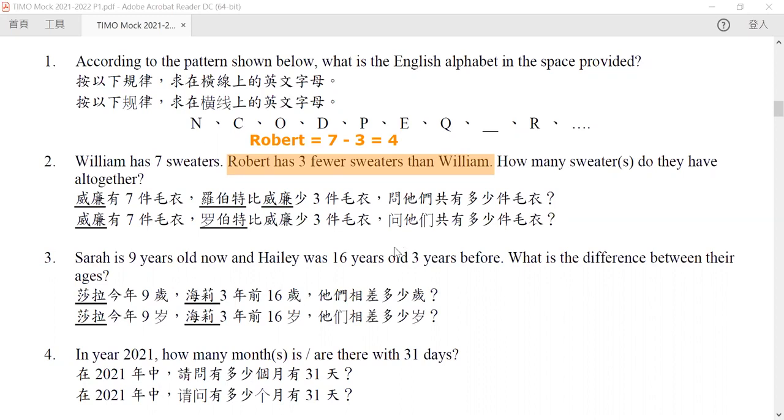Now, how many sweaters do they have altogether? Notice that in this question, I do not ask you how many Robert has. I ask you how many sweaters they have altogether. So you need to include both William and Robert. William has 7, Robert has 4, and hence they have 11 in total. So our answer shall be 11.